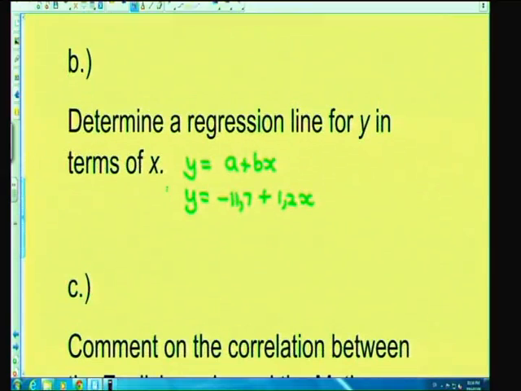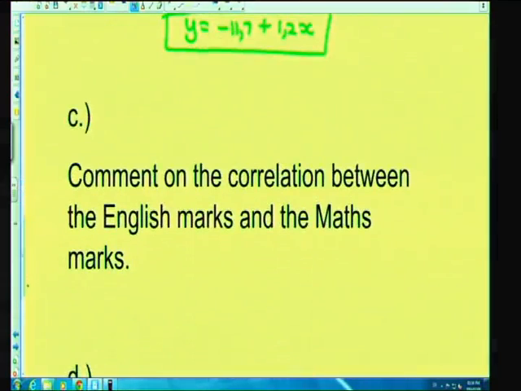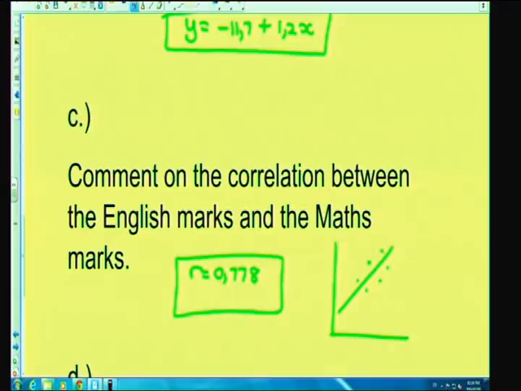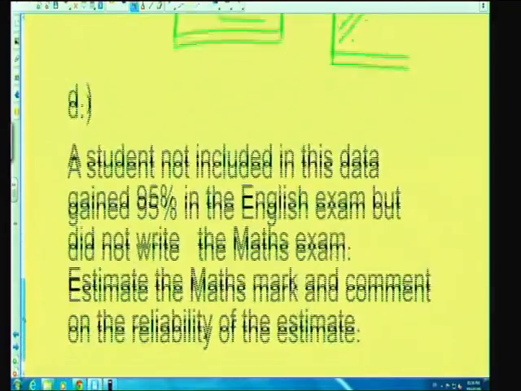So there we have the equation, the regression line, and it says comment on the correlation between the English and the maths marks. So the correlation coefficient was R equals 0,778, and that's not a bad correlation. It's not perfect. Remember, we were discussing earlier on what that means. It means that basically the line is right, but there's a few bits of data that are not lying exactly on the line. So in terms of my line, if I had drawn it over here, there would probably be a little bit of dispersion away from it, but not too hectic. It's still pretty strong, so we can say it's a strong correlation.